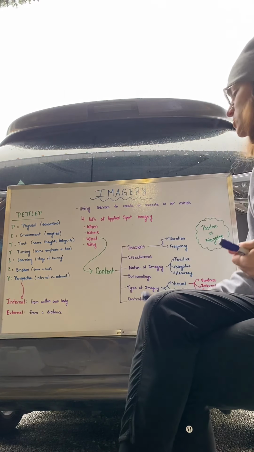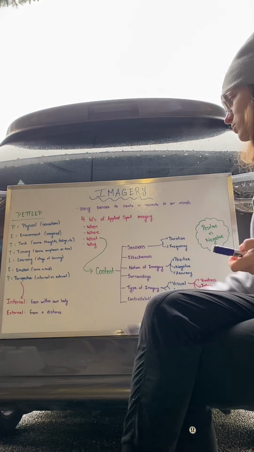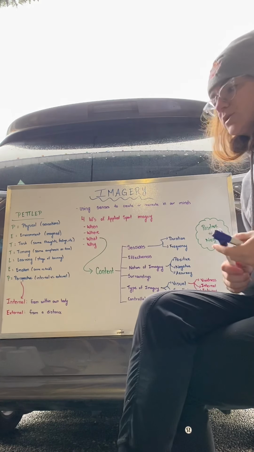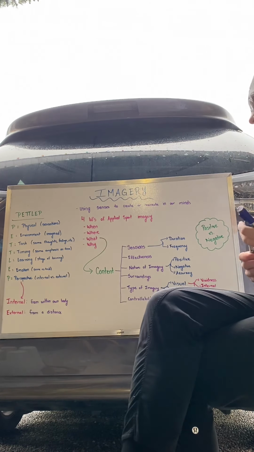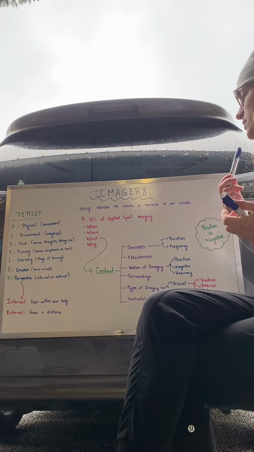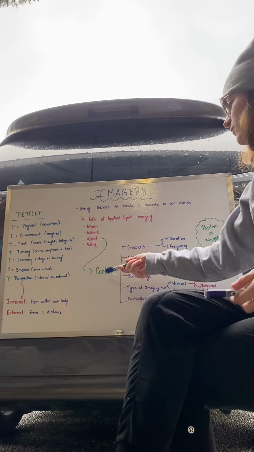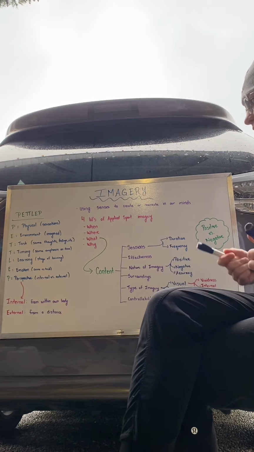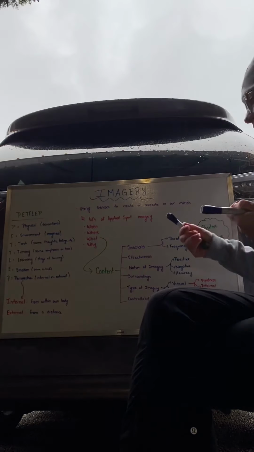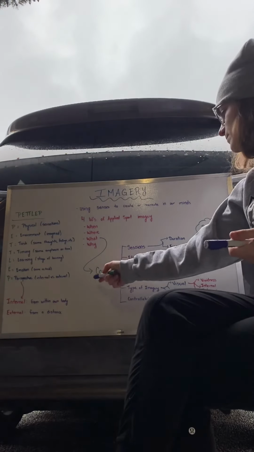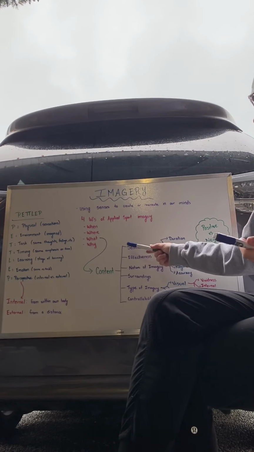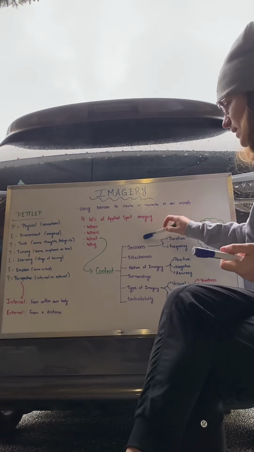We have the what, which is the content. We're going to come back to the what. And we have the why, which is the purpose or the function behind using imagery. Now, going back to what, we have the content that you are imagining. That is what you are imagining. And then you have different aspects here.